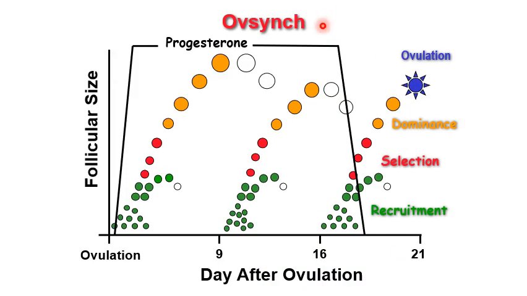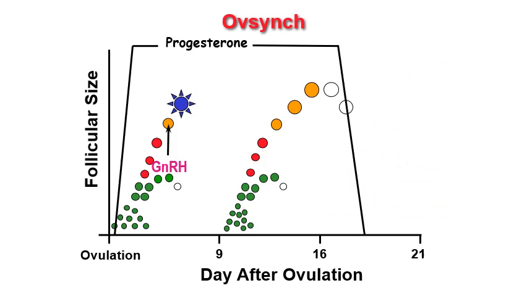So this is a demo of the OvSynch in cattle. Here we have the typical three follicular wave cycle in cattle, and the CL is present, so that is why we have the P4. The lifespan of the CL is normal, so it will typically regress at day 16, 17, or 18 of the estrous cycle.